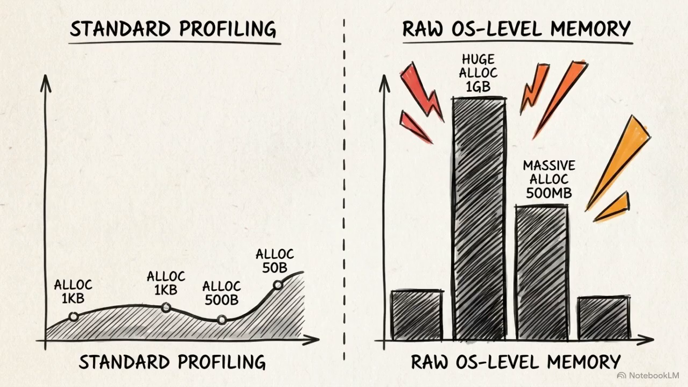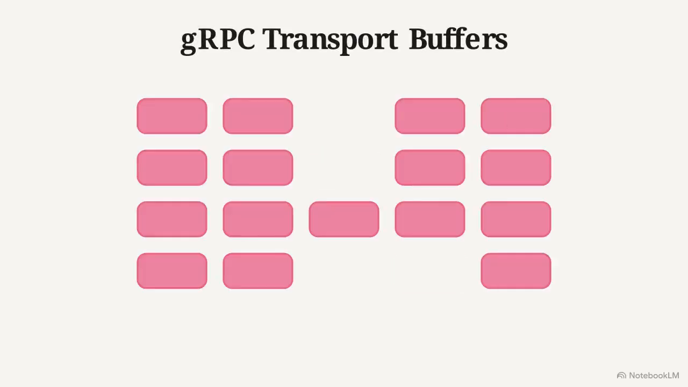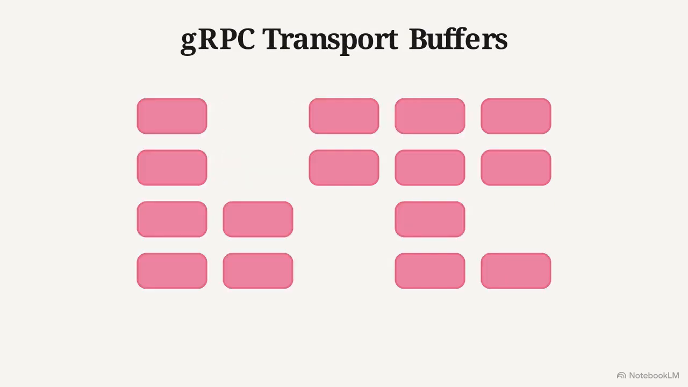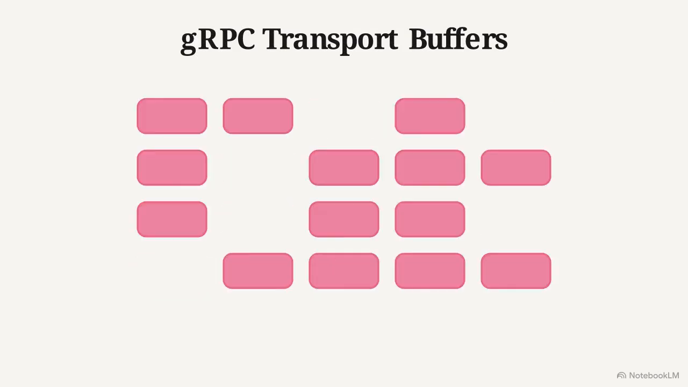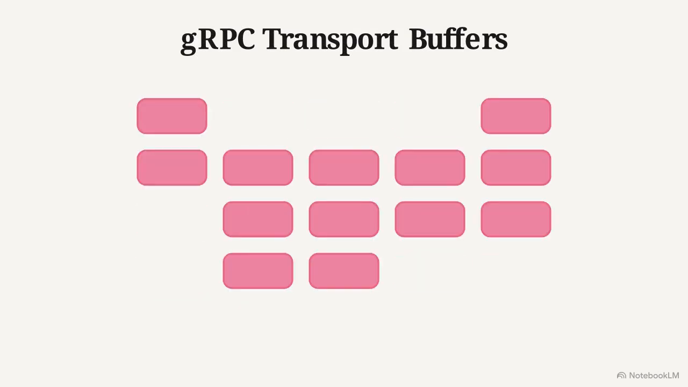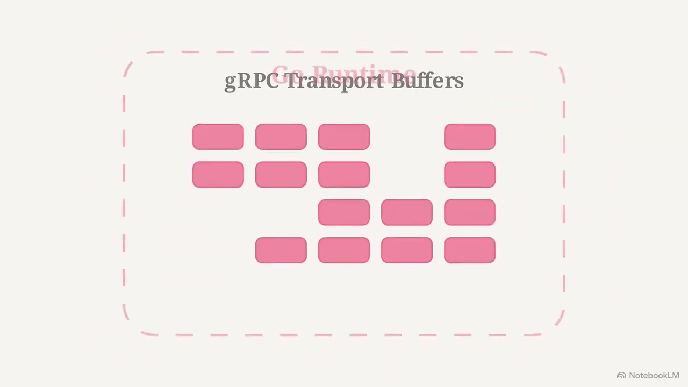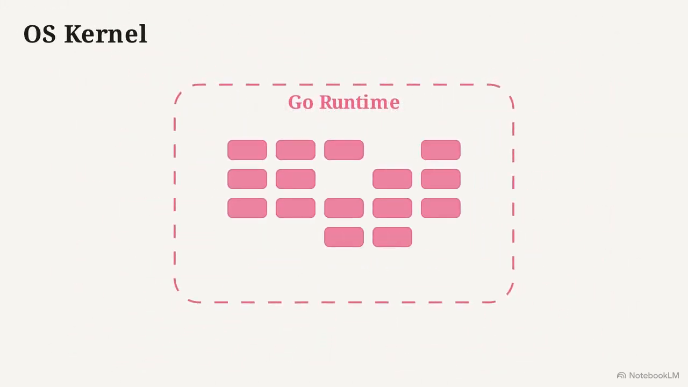Traditional profiling tools like pprof will not help you find this gap. They track live, active objects. They are entirely blind to the massive cumulative churn of gRPC transport buffers, allocating and freeing large byte slices thousands of times a second. When the garbage collector frees byte slices, memory remains inside the Go runtime's boundaries.